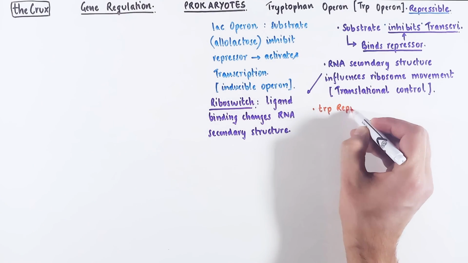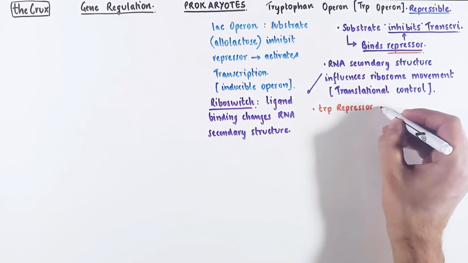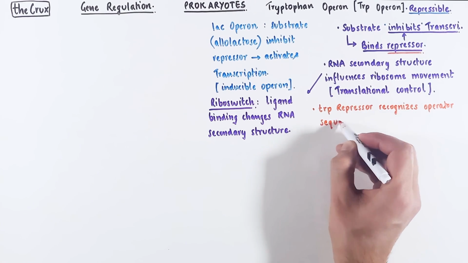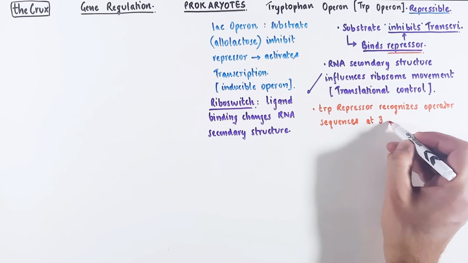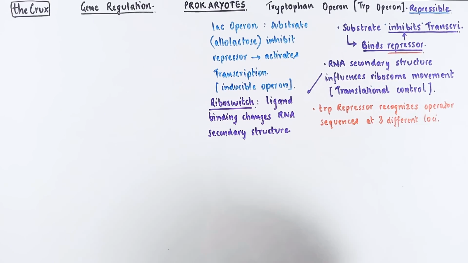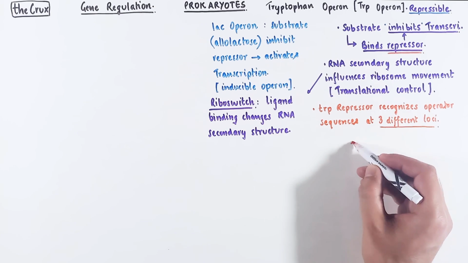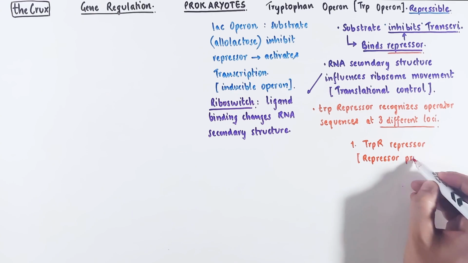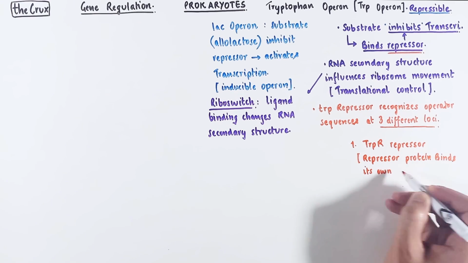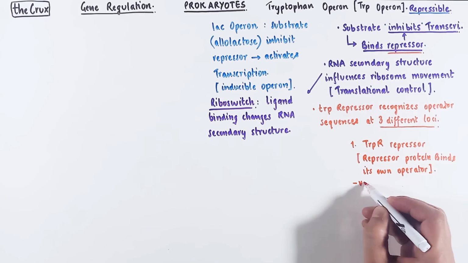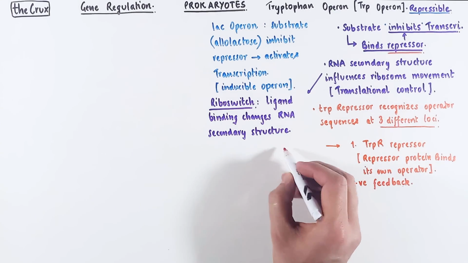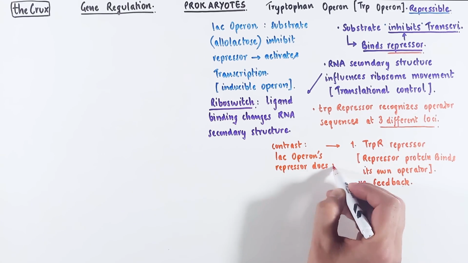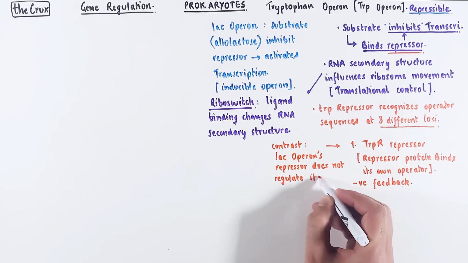The trp operon also has a repressor, which recognizes operator sequences. But these operator sequences are spread out among 3 loci across the genome in the bacteria. So what are these 3 loci? The first is the repressor locus itself. Essentially, the repressor protein binds its own locus and regulates itself via a negative feedback. And we will discuss how this works very soon. This is in strong contrast to the lac operon's repressor, where the repressor is not regulated at all.